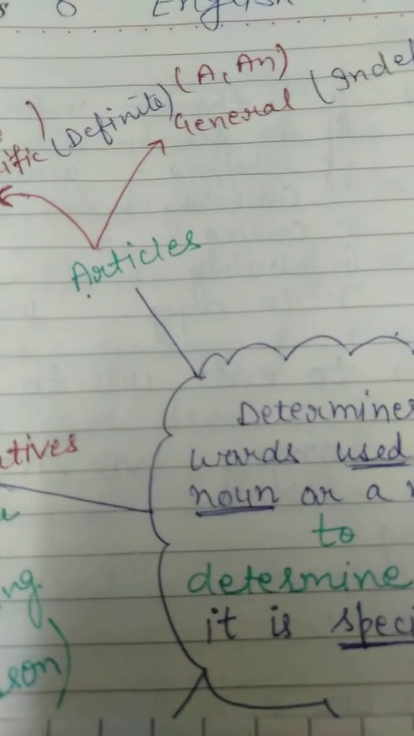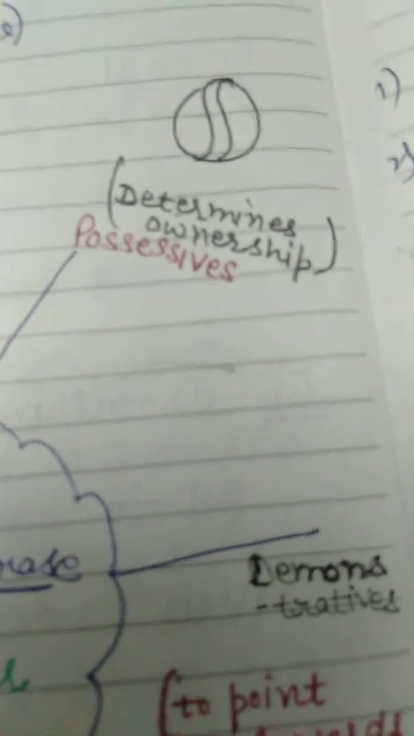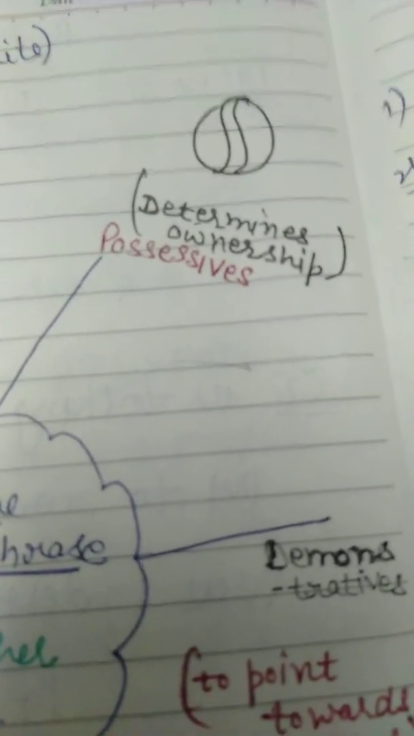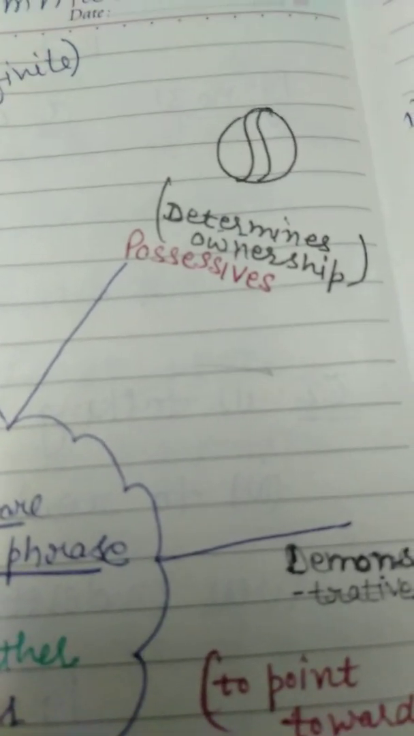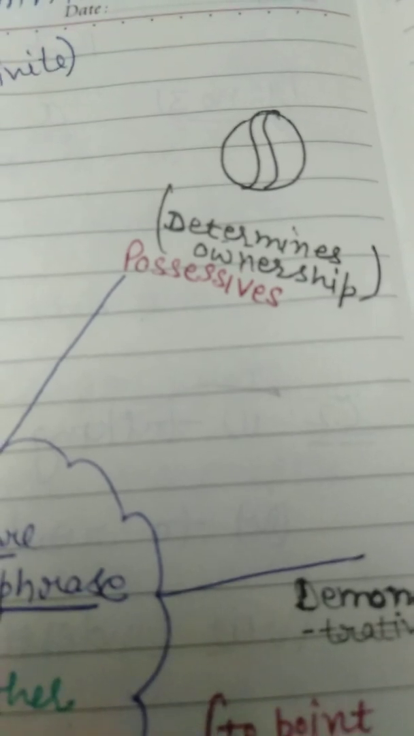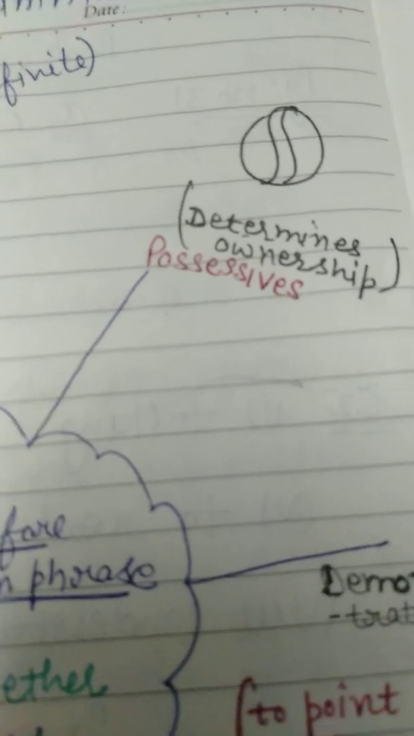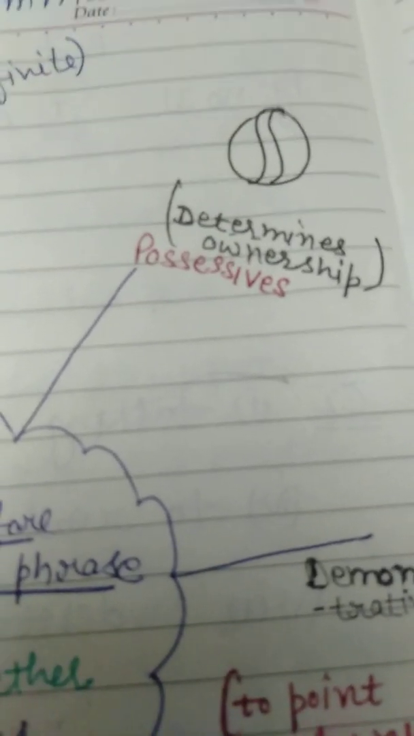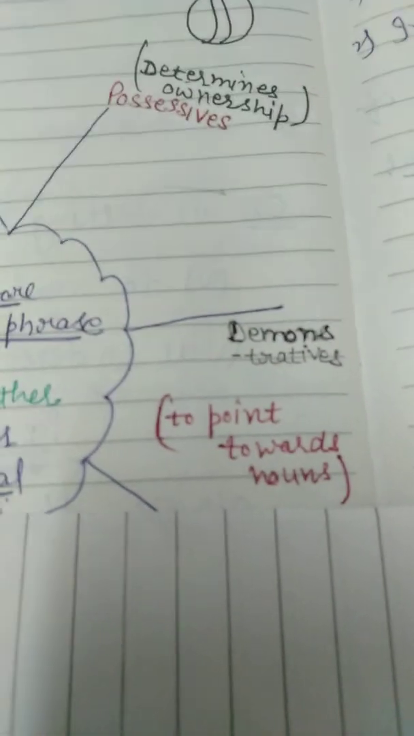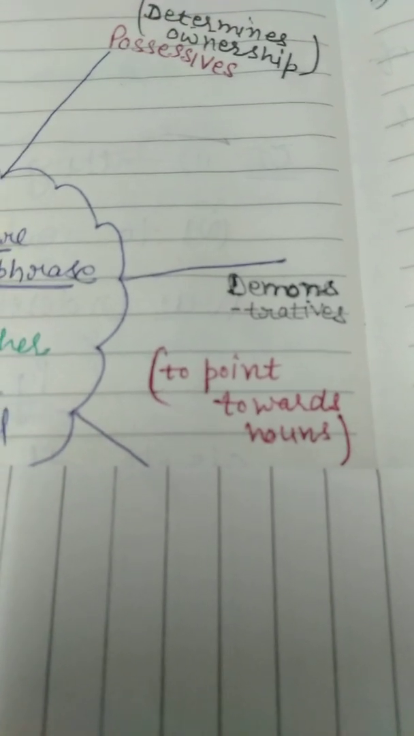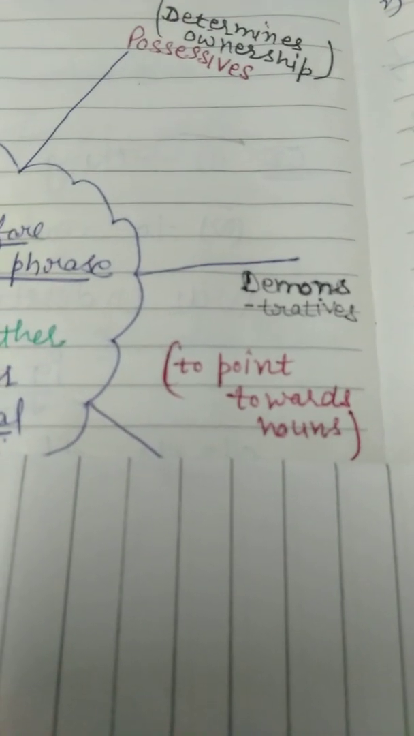Now move to the next type of the determiners, and the next type of determiner is possessives. Possessives, they show the possession, they show the ownership, determine the ownership. Ownership means the thing which we are talking about, or the place we are talking about, or the person about whom we are talking about belongs to whom, means वो किसका है, वो चीज़ किसकी है, to whom we are talking about. Next is demonstratives. Demonstratives, to point towards nouns. They point. Point means इशारा करते हैं towards the nouns.